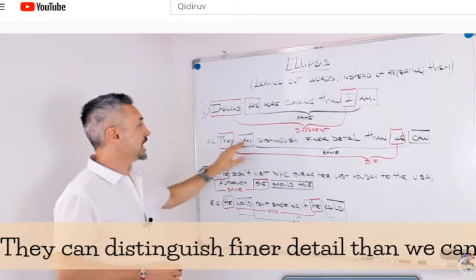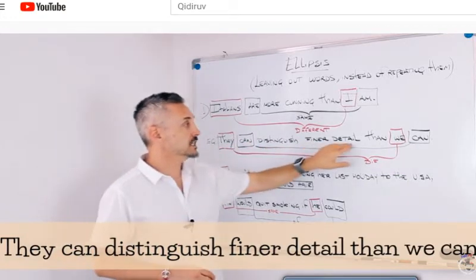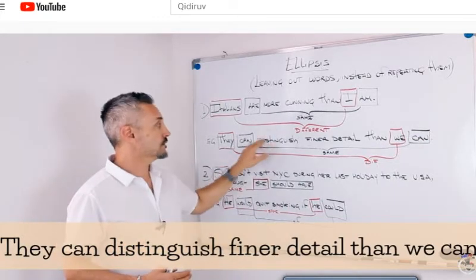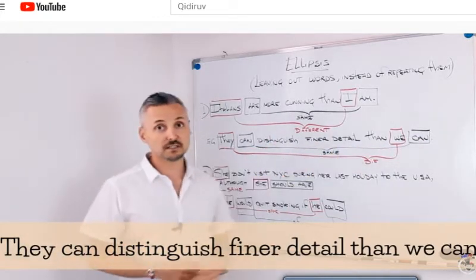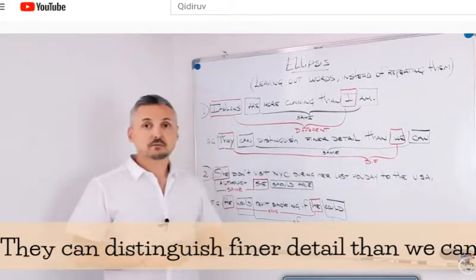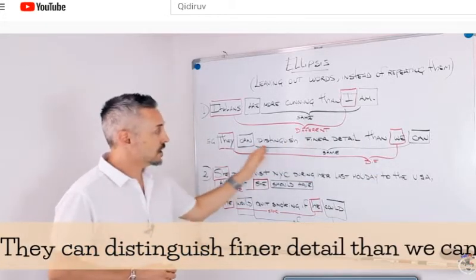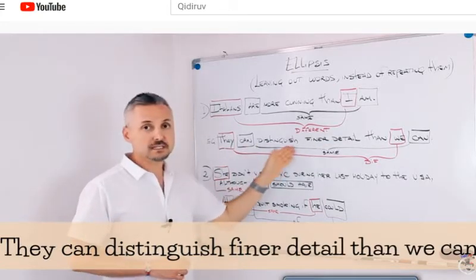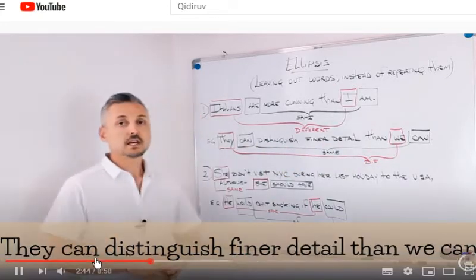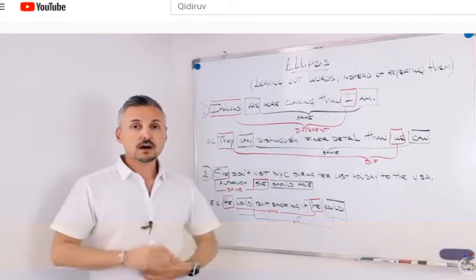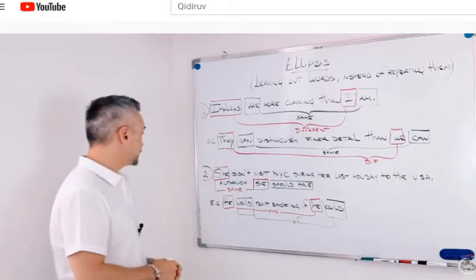Okay, so they can distinguish finer detail than we can without repeating the verb and the object of a sentence. You can just leave it like that, and we understand that the rest of the sentence, the previous phrase, is the same. So this is the first rule that I'm going to teach you. Now, let's look at the second rule.